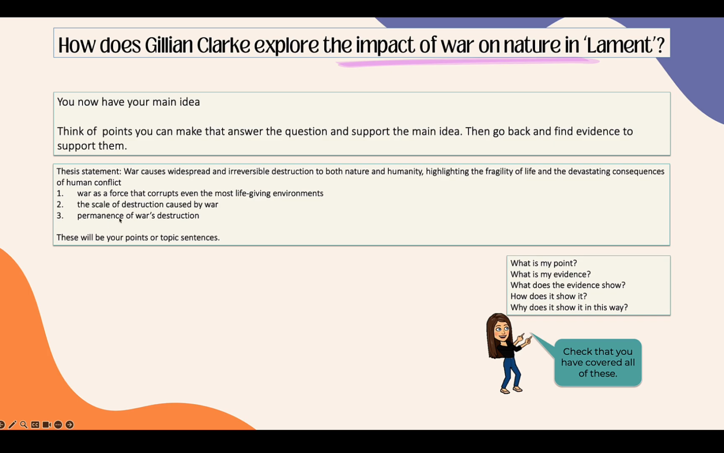And then these are the different points that I'm going to make. So war is a force that corrupts even the most life-giving environments. I'm going to make a point around the scale of destruction caused by war, and my final one is going to be about the permanence of war's destruction. So these are my ideas. I will turn them into full topic sentences that can lead each section of my essay.